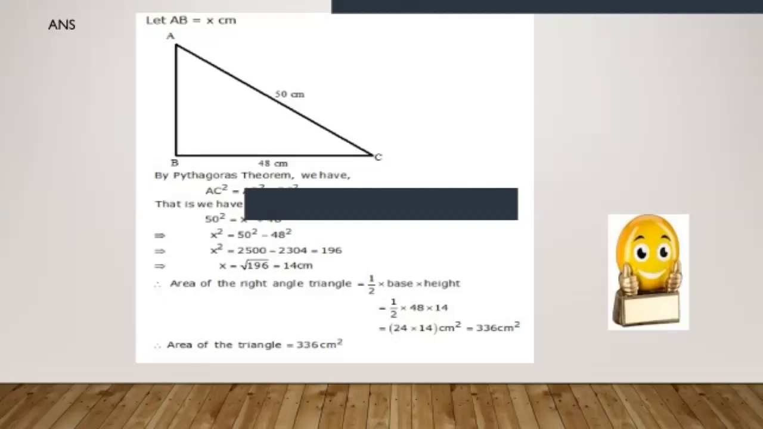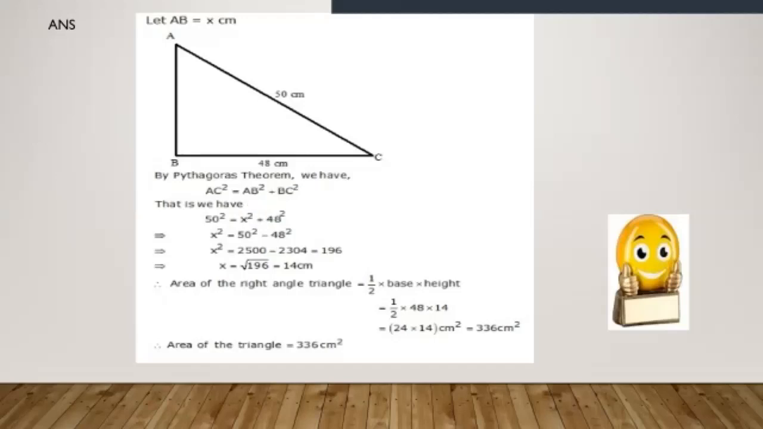So you have to be very careful when you read the sum. The most important catch in the sum was right angle triangle. In the previous sum, equilateral triangle, everything is easy. Be very alert. Keep your rough notebook handy when you're working. So your answer is 336 centimeter square.